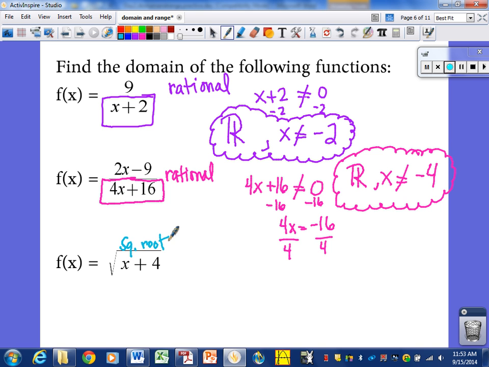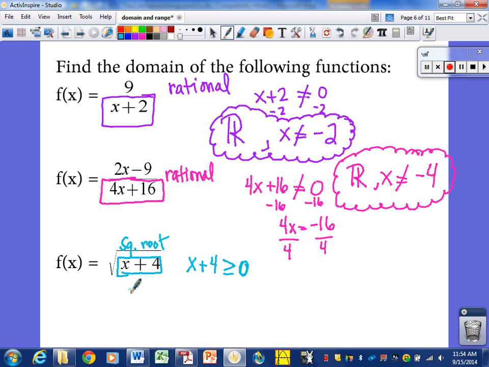Square root function. Notice the square root here. And what's the restriction on square root functions, from a second ago? That this thing cannot be negative. So in other words, x plus 4 must be positive. You cannot take the square root of a negative. It is not a real value.